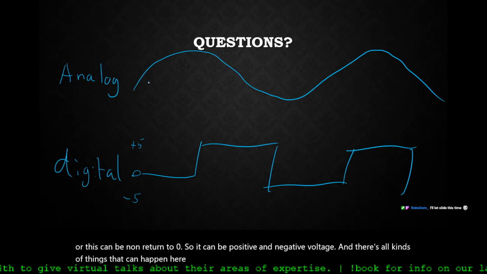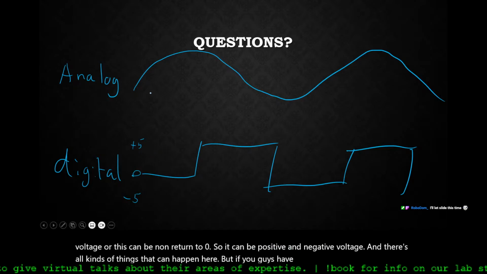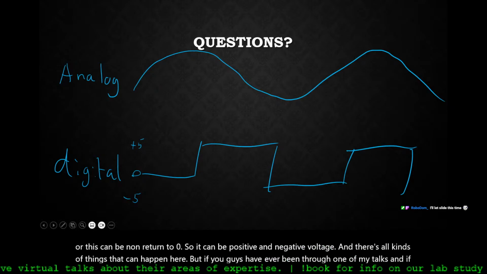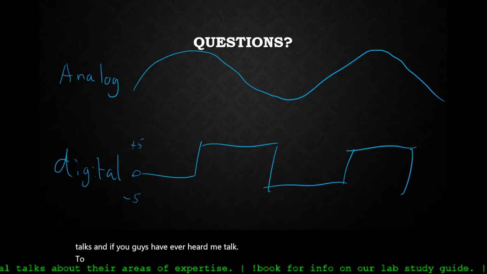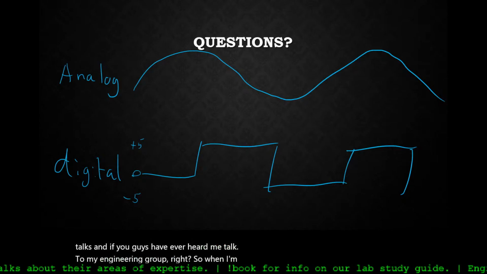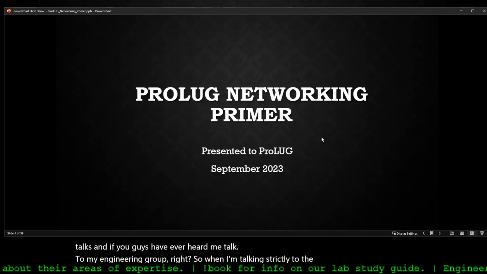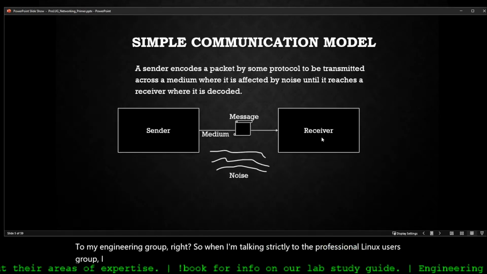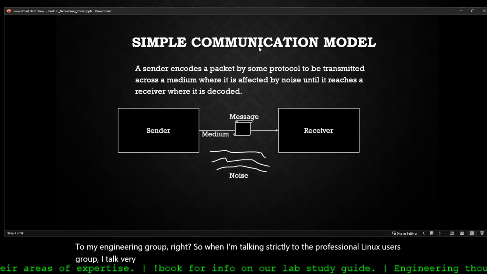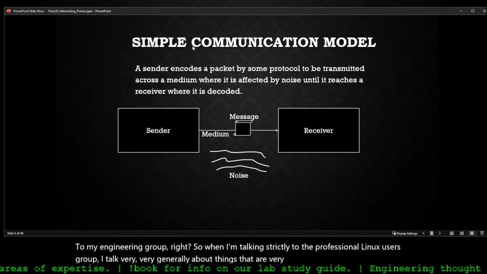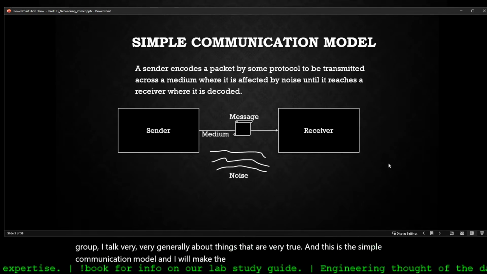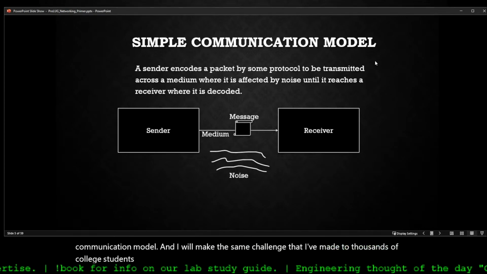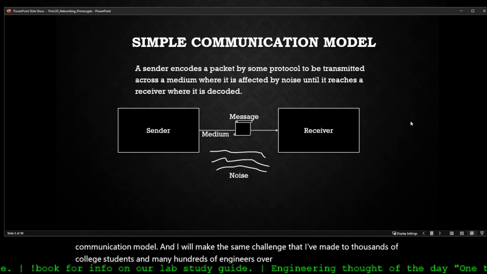But if you guys have ever been through one of my talks, and if you have ever heard me talk to my engineering group, so when I'm talking strictly to the professional Linux users group, I talk very, very generally about things that are very true. And this is the simple communication model. And I will make the same challenge that I have made to thousands of college students and many hundreds of engineers over the years that I've trained and talked with.